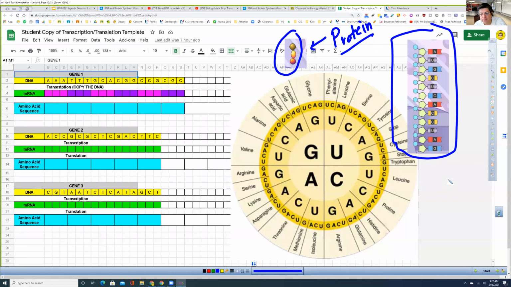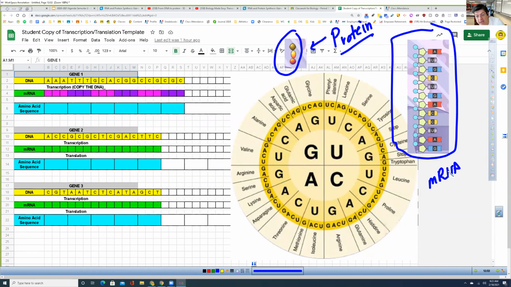What's that? It was not a piece of DNA. It's a piece of mRNA. Good. It's a copy of the DNA. What was this thing called? mRNA. Very good.